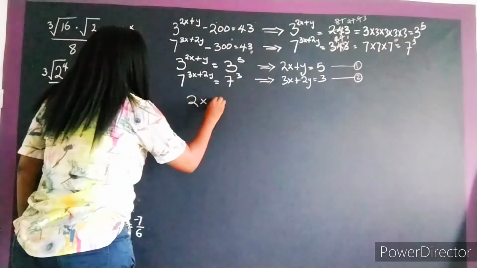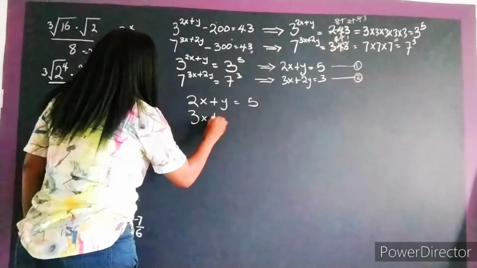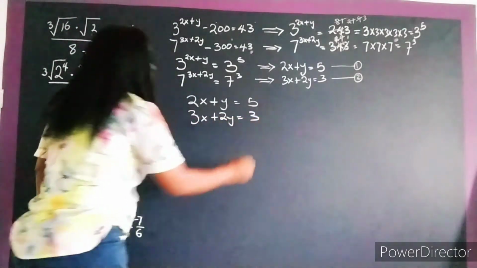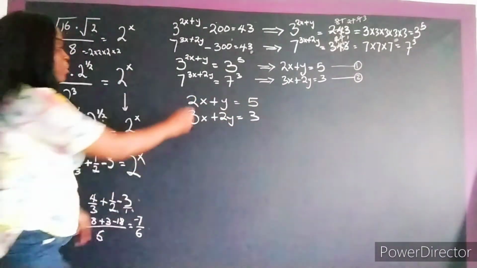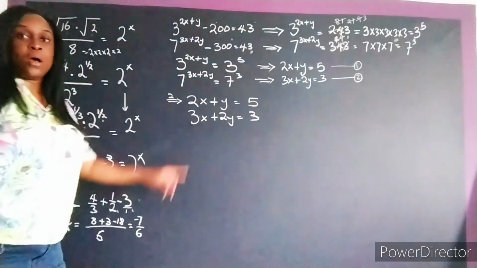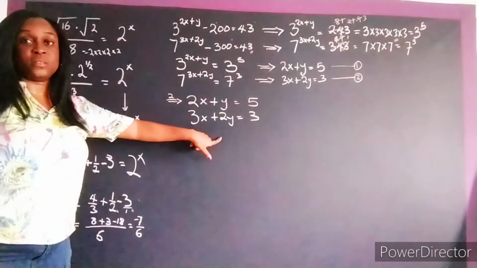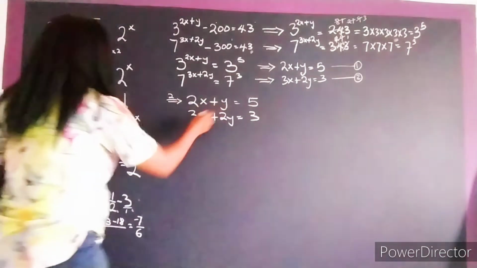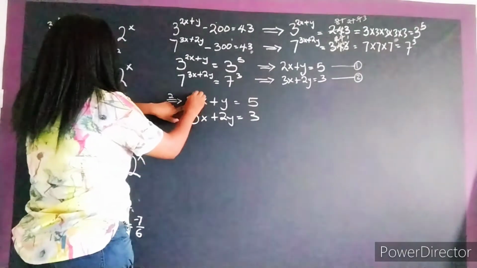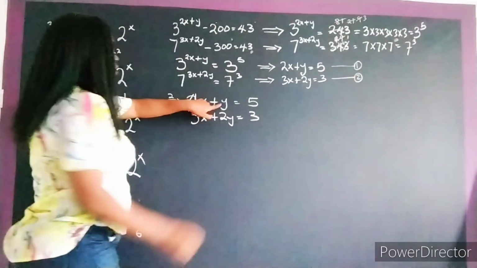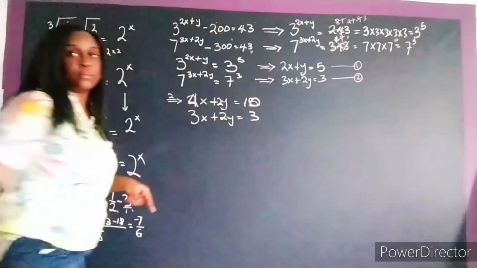So what I'll do, I'll use a method. I'll say 2x plus y equal to 5, and 3x plus 2y equal to 3. So I want to equalize these two equations. I'll multiply this equation by 2 so that I'll have 2y and 2y so I can subtract. So what will I have? If I multiply this by 2, I will have 4x, 2y, and 10.